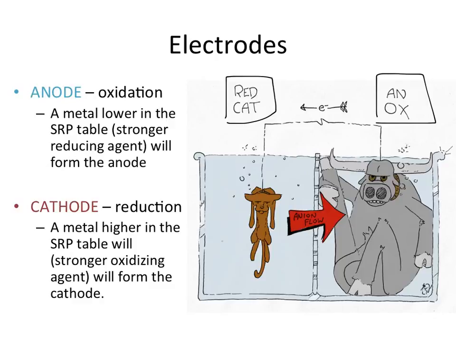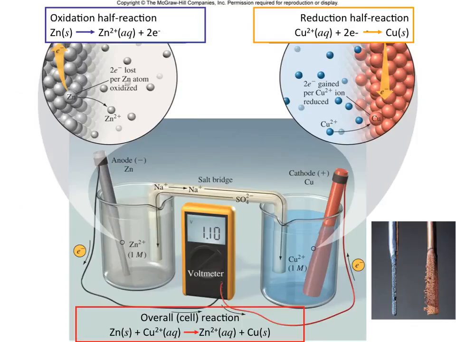Let's just take a second to read the descriptions there for anode and cathode. All right, so this is a pretty loaded diagram, but it very nicely describes what is actually happening. In this case, we have two half reactions. We have our zinc half cell and our copper half cell.